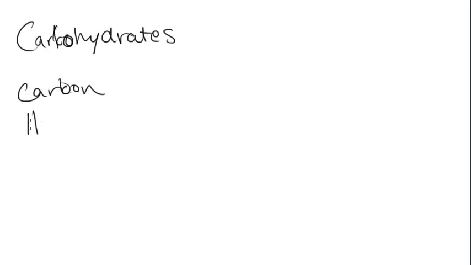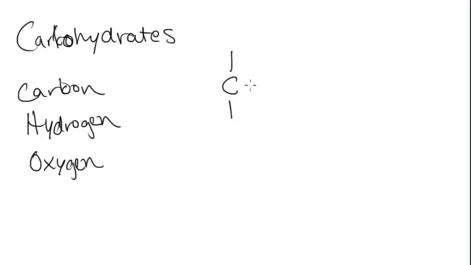First, let's talk about carbohydrates. In terms of structure, carbohydrates consist of three parts or elements. First, carbon, next, hydrogen, and lastly, oxygen. A carbohydrate usually looks something along the lines of this.